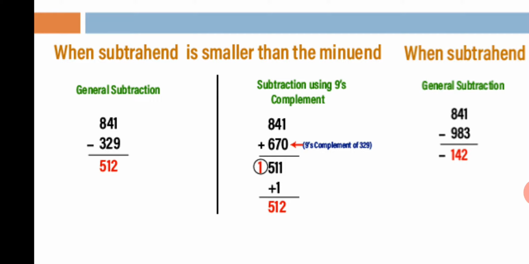It is something like 9 minus 3, 6. 9 minus 2, 7. 9 minus 9, 0. That is the reason why they have gone for 670. Now you have to add up your minuend and the new subtrahend, isn't it? That is not the old subtrahend. This is a new subtrahend. On the right hand side you can see.